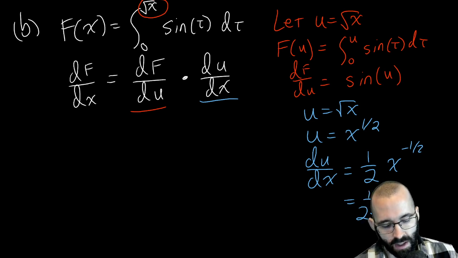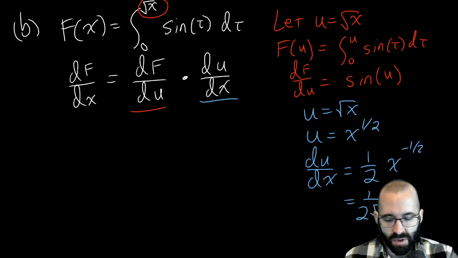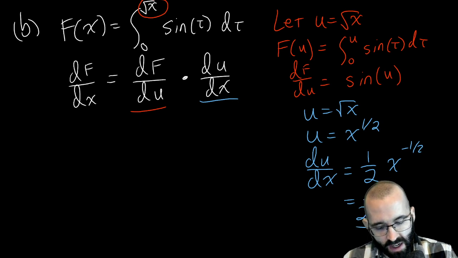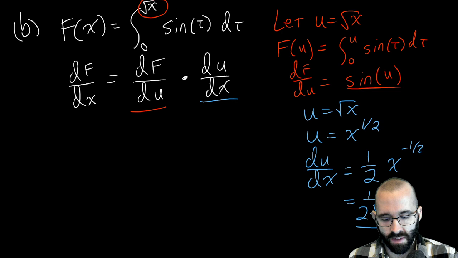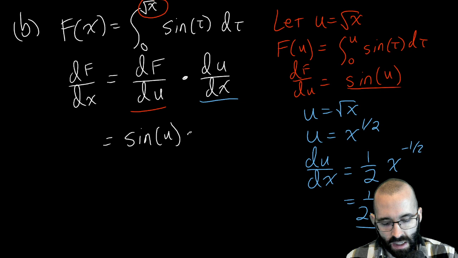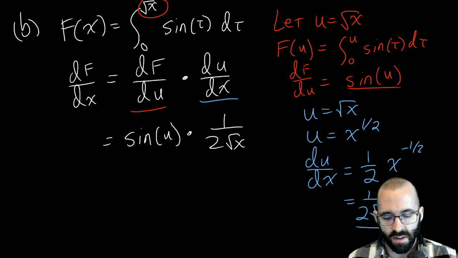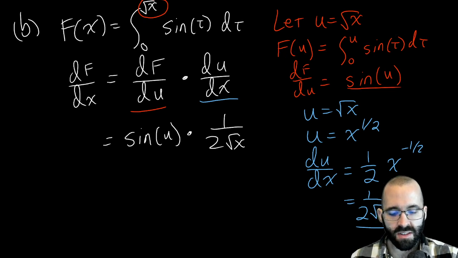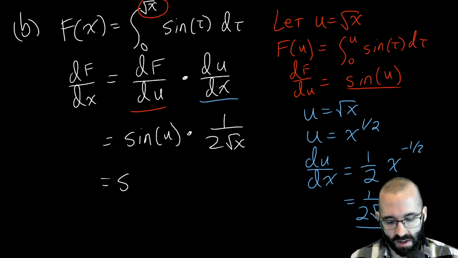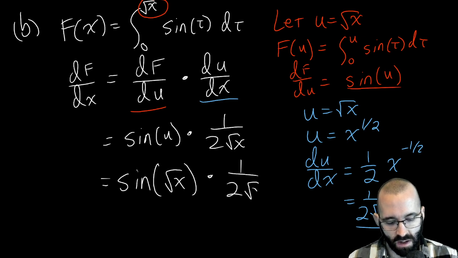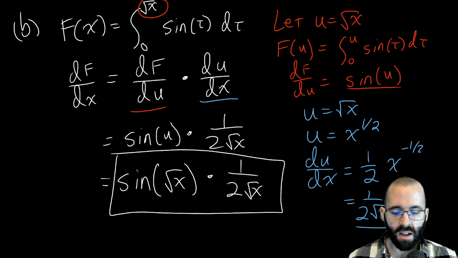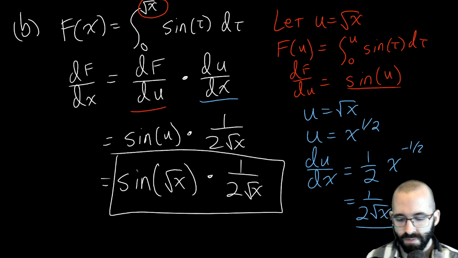All right. Remember negative exponents just put something in the denominator. So now we just plug in. That's going to be df du, which we said was sine of u, times du dx, which we said was 1 over 2 root x. Clean things up a bit. We introduced u in the first place. Now we have to unintroduce it. Your final answer should only have x's in it. So u is just the square root of x. And this is what we get. This is the derivative of that integral function.